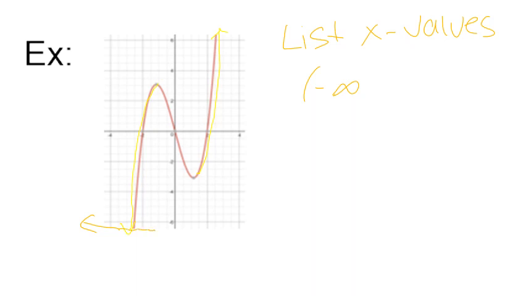And again, kind of hard to see. This value here is at the point 1. So I'd go from negative infinity all the way over to 1. Then I am increasing again from 1 up to positive infinity.